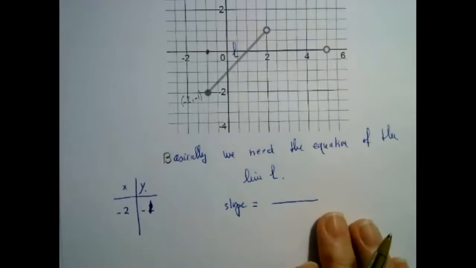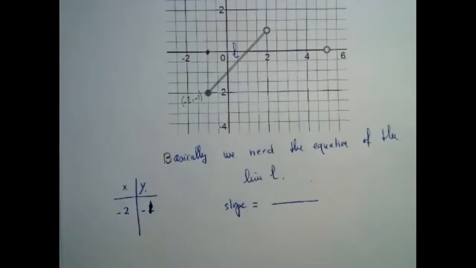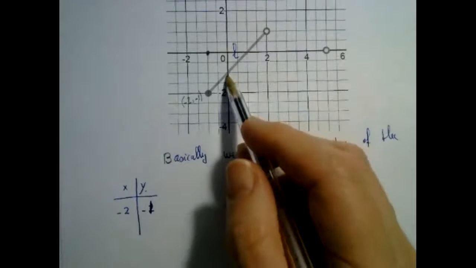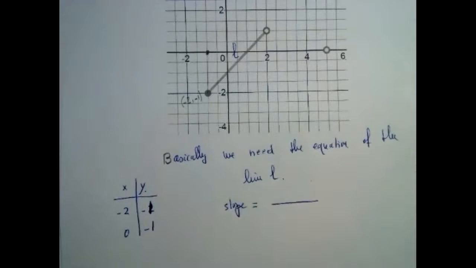2, 1. Yeah, I can do that. Can you give me an easier one? Yes, 2, 1 is correct. 0, -1. Right, 0, -1, because if I know the intercept, I'm in heaven because the equation will become easy.